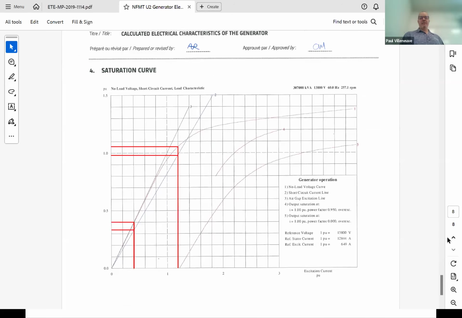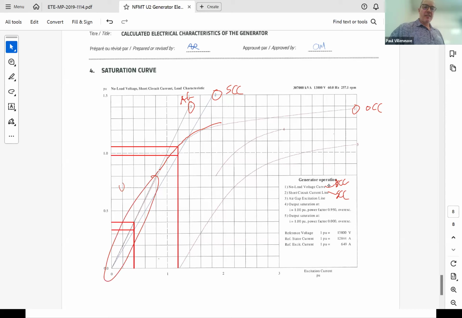And then lastly, what do you know? If you look closely, no load voltage, open circuit, short circuit. And you can see curve number 1 is the OCC. Curve number 2 is the SCC. Number 3 is just the air gap line. So these are exactly the curves. And this is actual test data. And you'll notice here, this starts to saturate here. So if you're in this region down here, you're unsaturated. And over here, you're saturated.